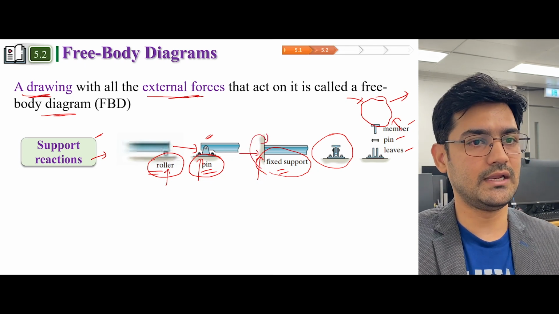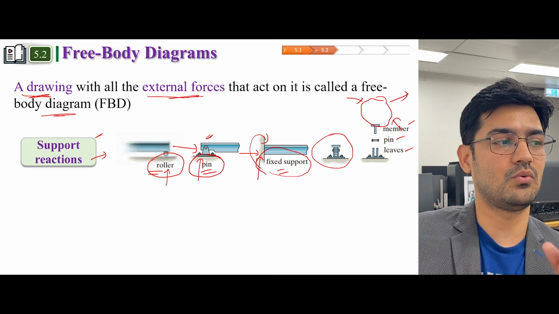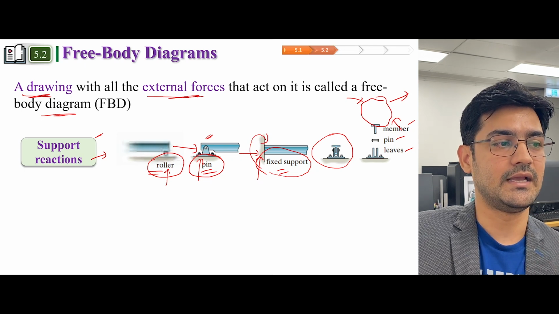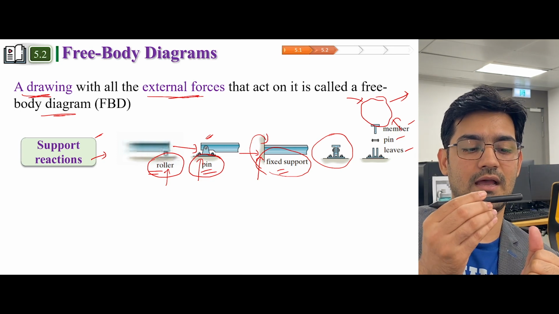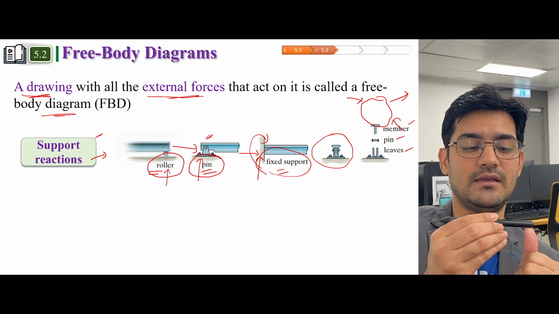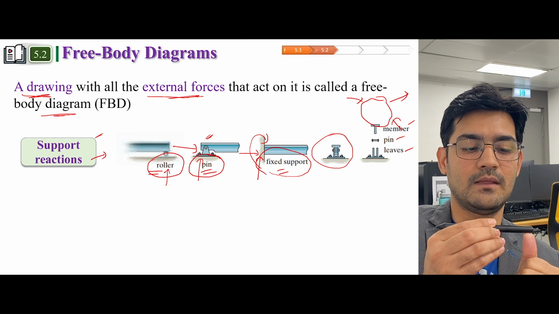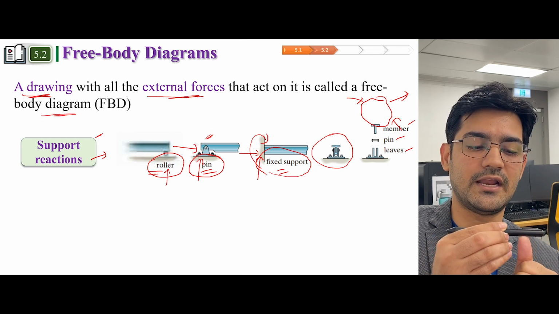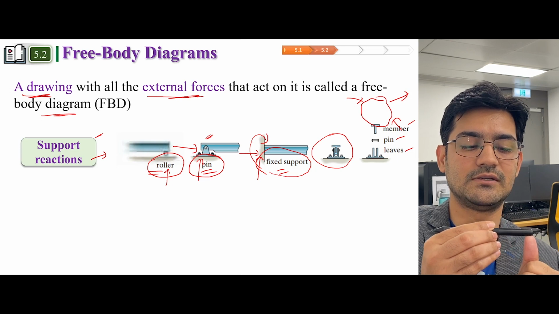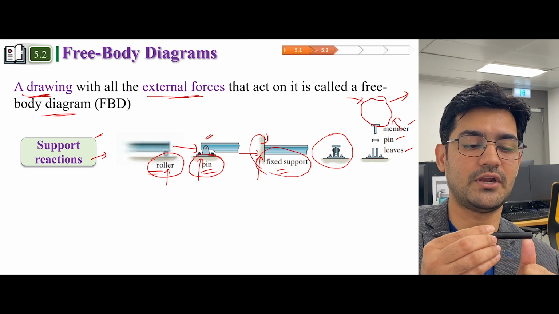Now, in order to really explain what a support reaction means, let's just take an example of this pen. If I put this pen on the top of my thumb and apply a force in a horizontal direction, I can move this pen in the horizontal direction. That means that there are no support reactions in the horizontal direction.